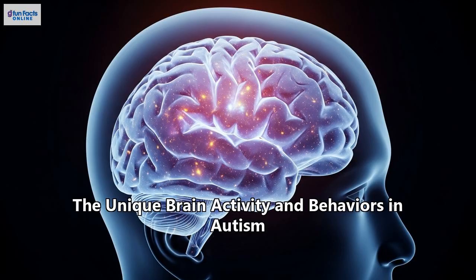Now, let's talk about the sensory world. For many autistic people, the world is turned up to 11. Everyday sounds, lights, textures, or smells that a neurotypical person might not even notice can feel overwhelming, even painful. This is known as hypersensitivity. Conversely, some individuals may be hyposensitive, meaning they have a reduced response to sensory input and might seek out strong sensations. This is a direct result of how their brain processes sensory information.